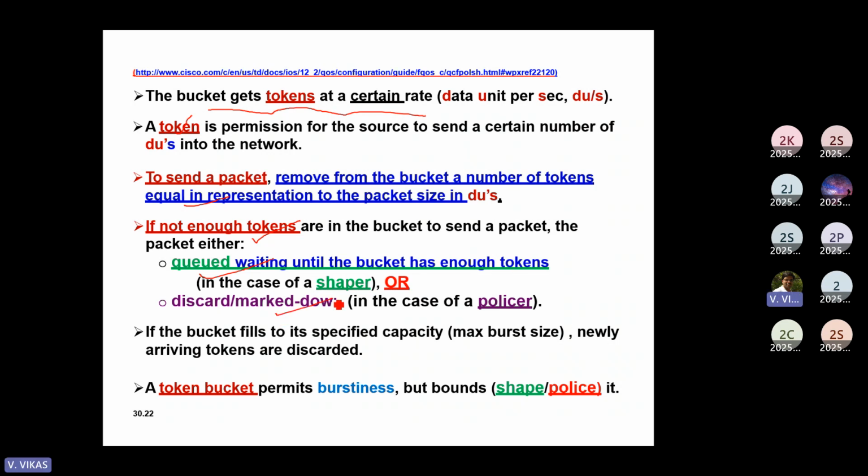See, this is something like, I'll be adding, let us say, 100 tokens for every 1 second. But I am trying to take 200 tokens out. Whenever you are idle, what happens? These tokens get accumulated and we will be taking 200 tokens at a time. So if the bucket fills to specified capacity, newly arrived tokens are discarded, and a token bucket permits burstiness, but it tries to stay within limits.